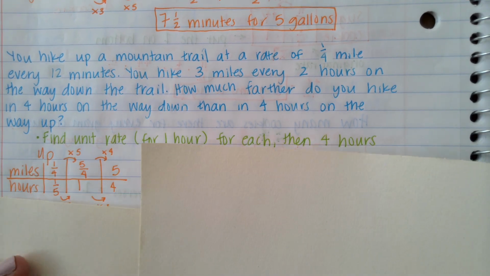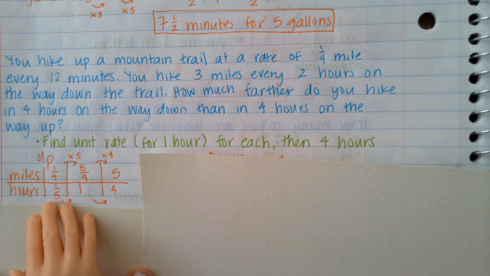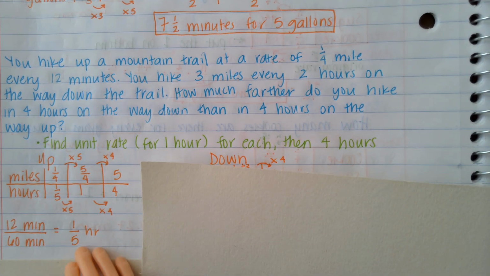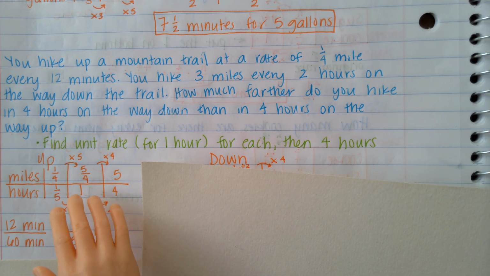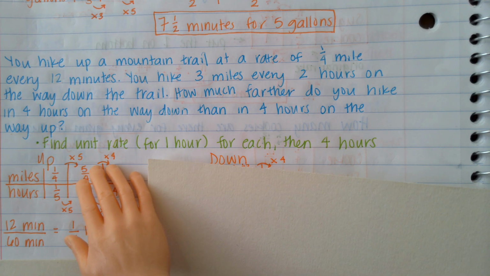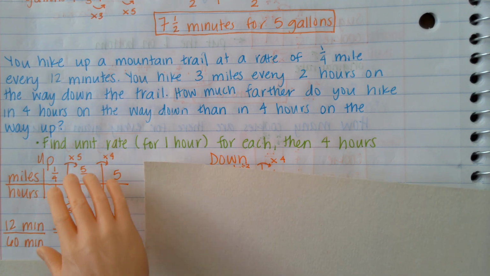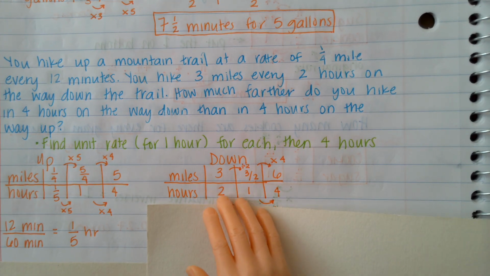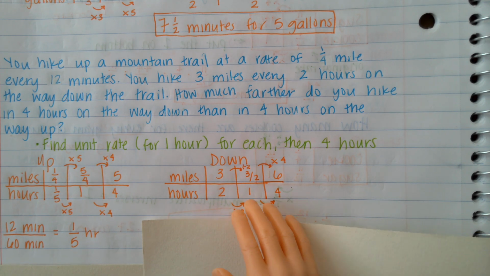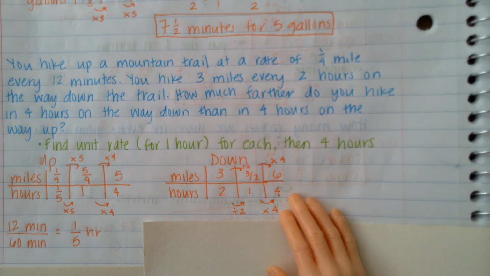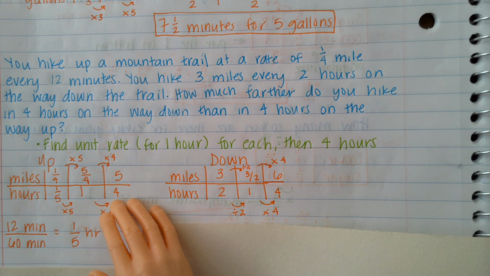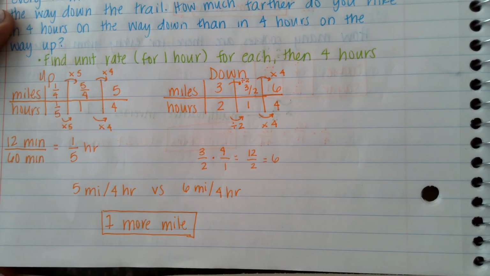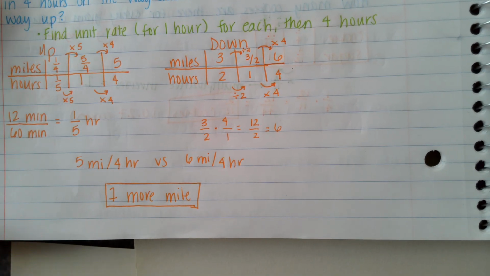So on the way up, they say that we go 1/4 mile in 1/5 of an hour, 12 minutes, so 12 over 60 is 1/5. Then figure out how much in 1 hour, multiplying by 5, and then in 4 hours, multiply by 4 for each. Then on the way down, they say that we go 3 miles in 2 hours, so find the unit rate by dividing by 2, and then 4 hours by multiplying by 4. So I have 5 miles in 4 hours, versus 6 miles in 4 hours. So you go 1 more mile at your downhill rate compared to your uphill rate.